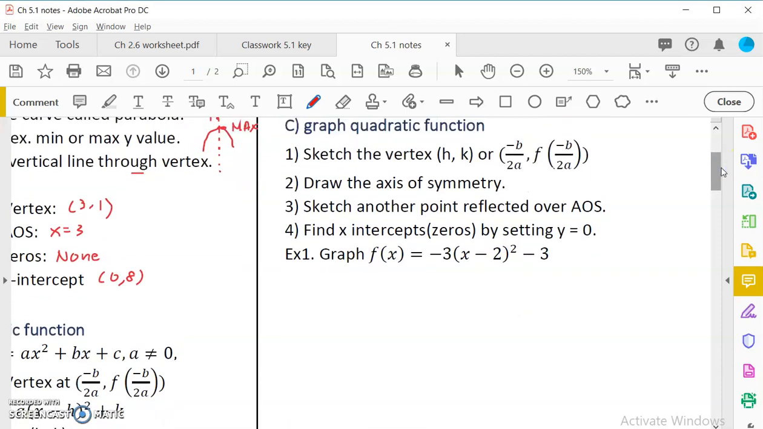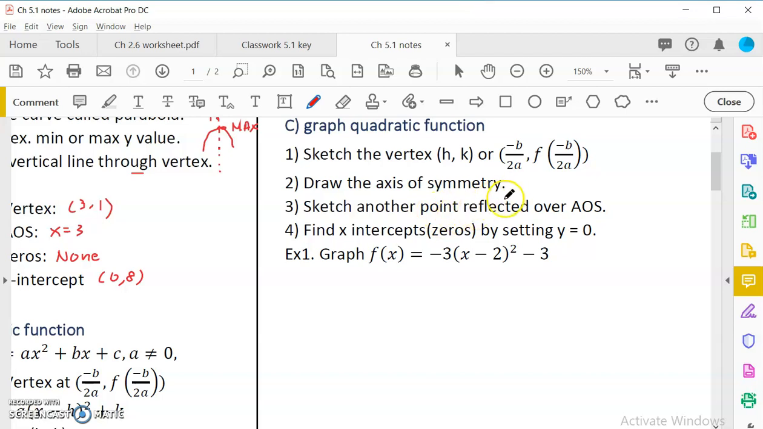So how to graph a quadratic function depends on the form. If someone gives you the vertex form, you write the vertex. If someone gives you the general form, you write the vertex also. So either negative b over 2a or just read off h, k. So that's the first one. And then you draw the axis of symmetry. Then you only have one point, right? So you would have to find another point.